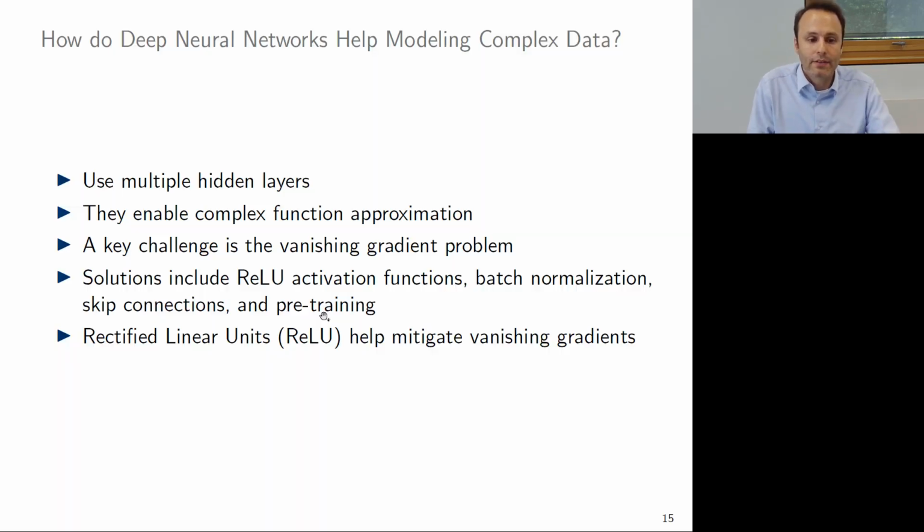Now, let's summarize how deep neural networks can help modeling our complex data. We can use multiple hidden layers with the deep neural networks, and they help approximating large or continuous state and action spaces. A key challenge is, however, the vanishing gradient problem, and some solutions are the rectified linear unit activation function, and there are also others. Thanks for watching.